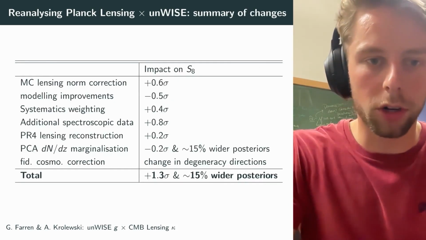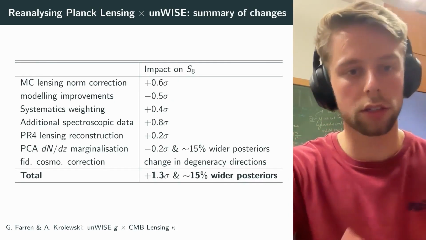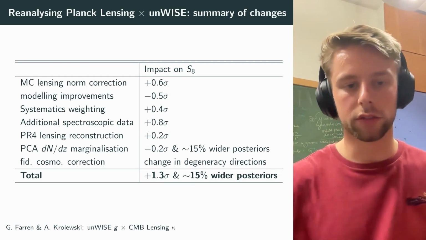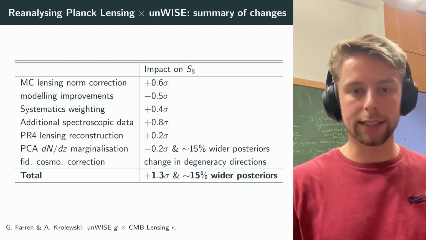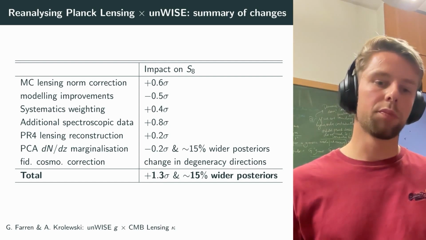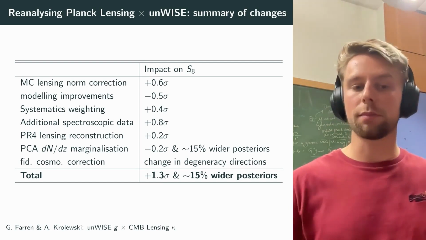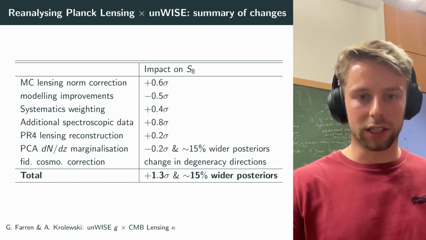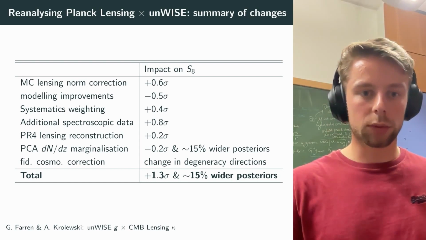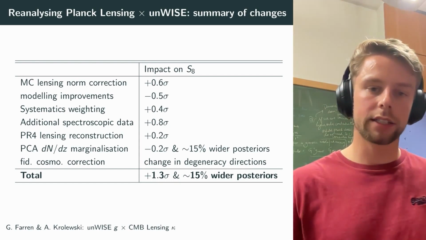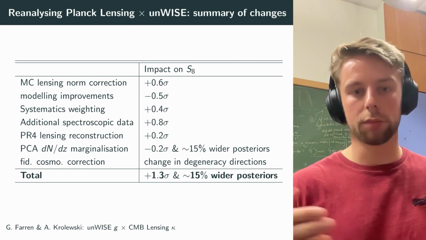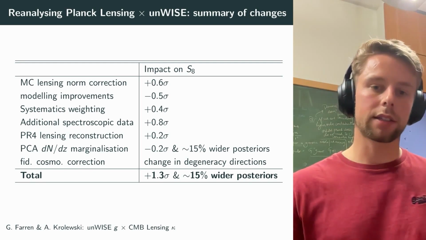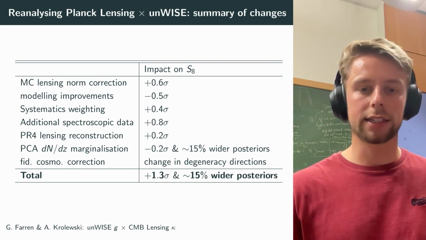Here we have just summarized the effect of various changes that we've made. So this MC norm correction that I just mentioned is about a 0.6 sigma effect on the overall results, considering the parameter S8. The modeling improvements we made actually push S8 further down. So had we just made those changes, we would have obtained even higher tension with Planck than previously. The other changes, the systematics weights, the additional spectroscopic data, switching to PR4 lensing reconstruction and implementing our PCA dN/dz marginalization, have impacts at the 0.4 to 0.8 sigma level as well.